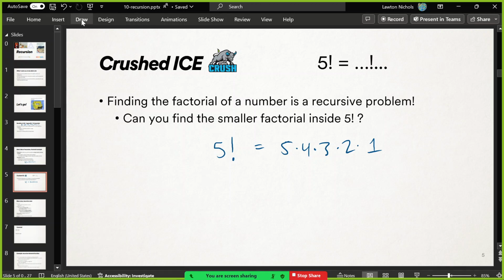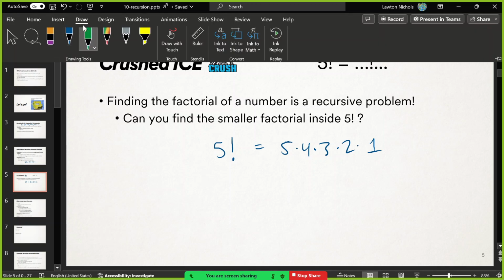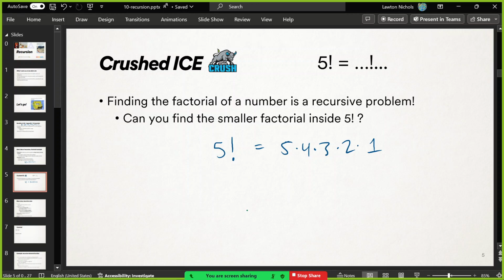Alright, do we see one? Somebody tell me, where's a smaller factorial? Yeah. Factorial of 5 is just factorial of 4 times 5. There it is. Factorial of 4 is just factorial of 3 times 4. You're getting it. So there's 4 factorial. That's the next smaller factorial. Do we see how 4 factorial is baked into 5 factorial? It's secretly there.